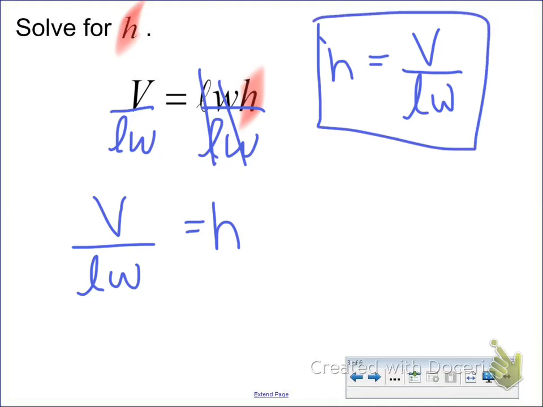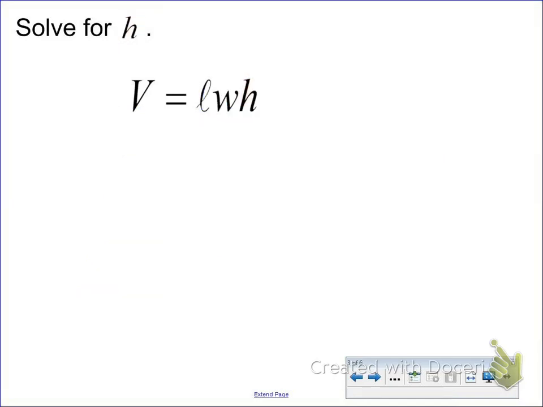Okay, so that's one of the simpler ones. When everything's multiplied together, it's much easier. You just have to divide by those variables that are in front of the wanted variable to be solved for. The next thing that we're going to look at is a little bit tougher question.